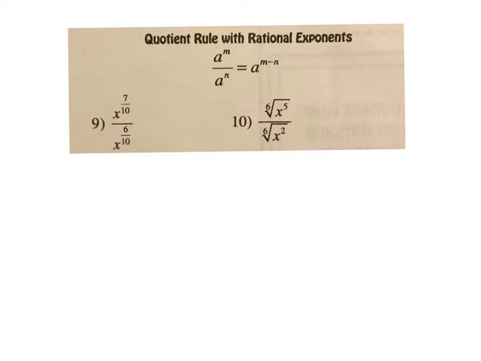All right, so here we have dividing like bases. What do you do to the exponents when you divide like bases? Here you have to know your rules. When you divide like bases, what do you do to the exponents? You subtract, taking your answer to where the bigger exponent is. Okay, so where's my bigger exponent?